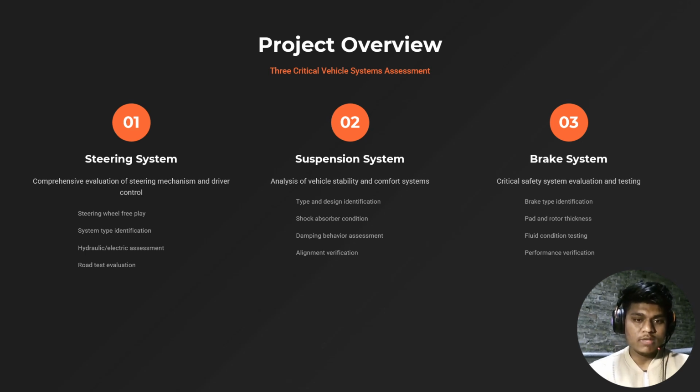Our evaluation is divided into three critical subsystems. First, the steering system, where we assess the mechanism type and driver control. Second, the suspension system, focusing on stability, damping behavior, and comfort. Third, the brake system, which is our primary focus for safety, performance, and oil verification.